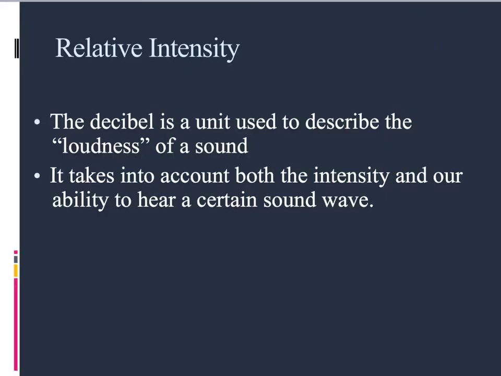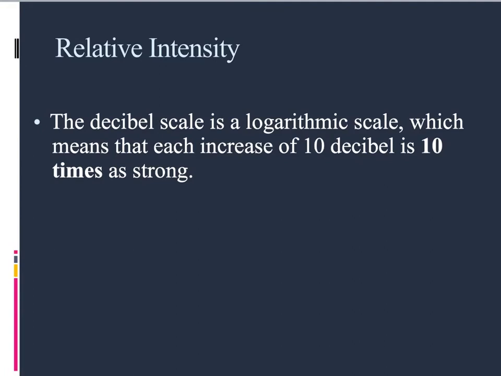So when we take that combination of frequency on one column and intensity on the other, we can combine that into something we call relative intensity. And the decibel is a unit used to describe the loudness of a sound, and it's connected both to intensity and our ability to hear a certain sound wave. So the decibel scale is a logarithmic scale, which means that an increase of 10 decibels is really 10 times as strong. So let's say we had something that started at 1 decibel, and we use a lowercase d and a capital B when we talk about decibel.